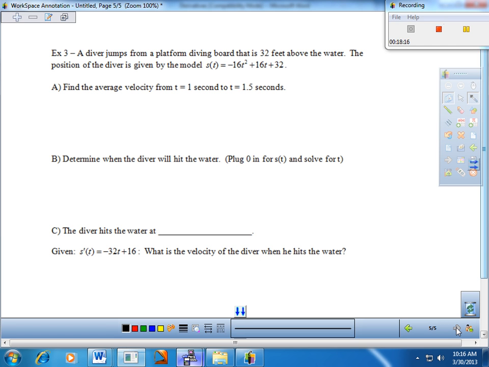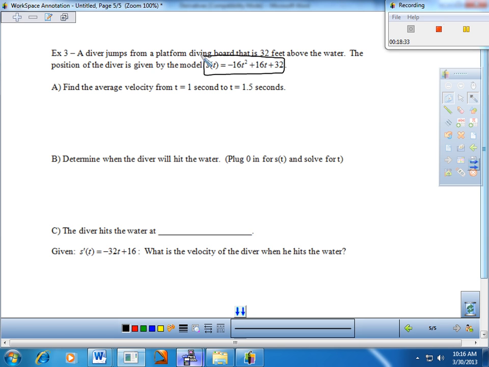A diver jumps from a platform diving board that is 32 feet above the water. The position of the diver is given by the model right here. All right, so guys, let's box this up. Nice and easy. Position in terms of time. And so what we're going to do here is kind of go back to first semester for just a moment and kind of pull this off.